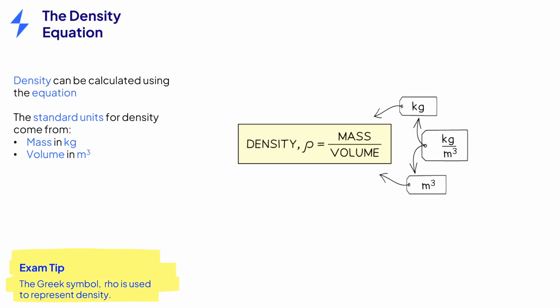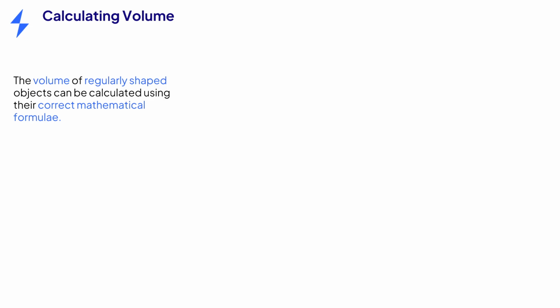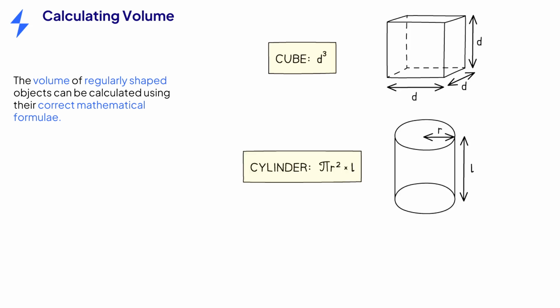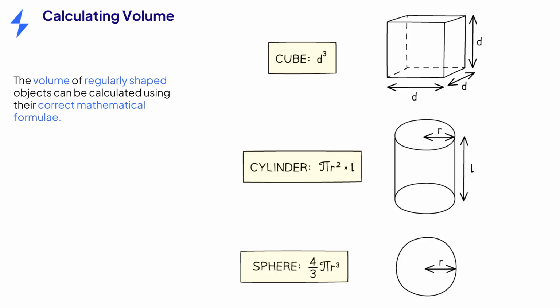How can we calculate the volume of regular shaped objects? We can name a regularly shaped object such as a cube, a cylinder, or a sphere. You will be familiar with these equations from your maths course.